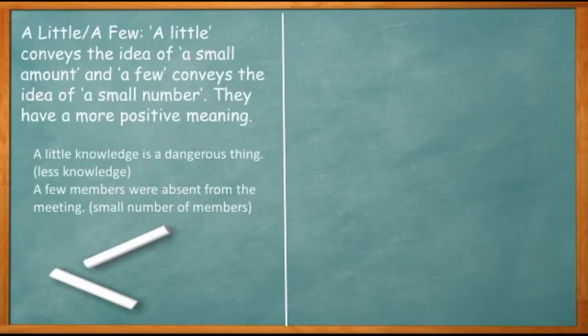Next is a little and a few. A little conveys the idea of a small amount, and a few conveys the idea of a small number. They have a more positive meaning, so they are more positive than little and few. For example, a little knowledge is a dangerous thing, not less knowledge. They give a more positive sense. A few members were absent from the meeting. A small number of members were absent.